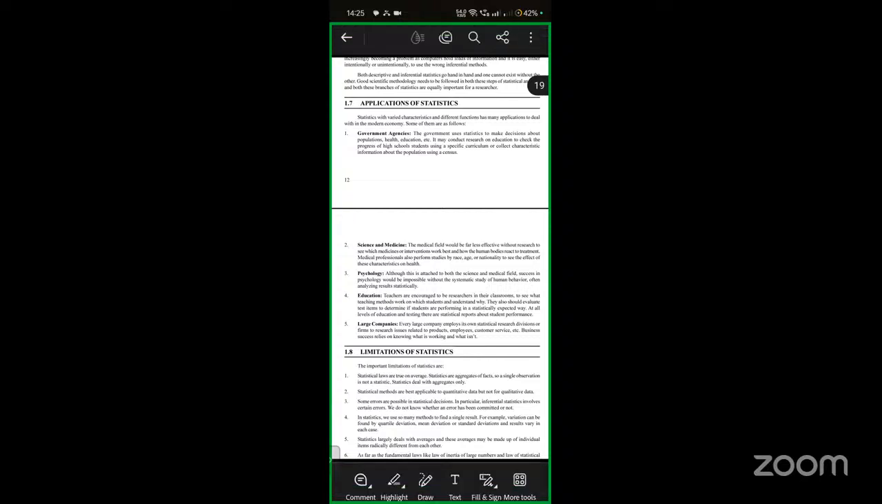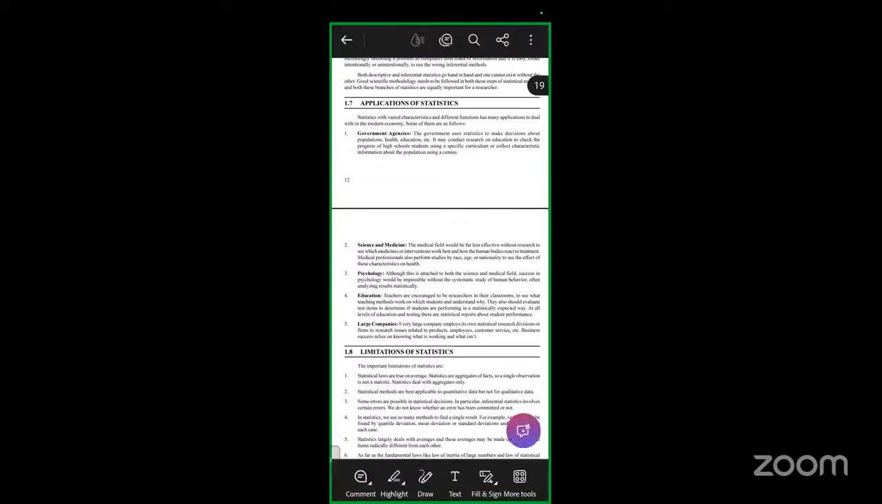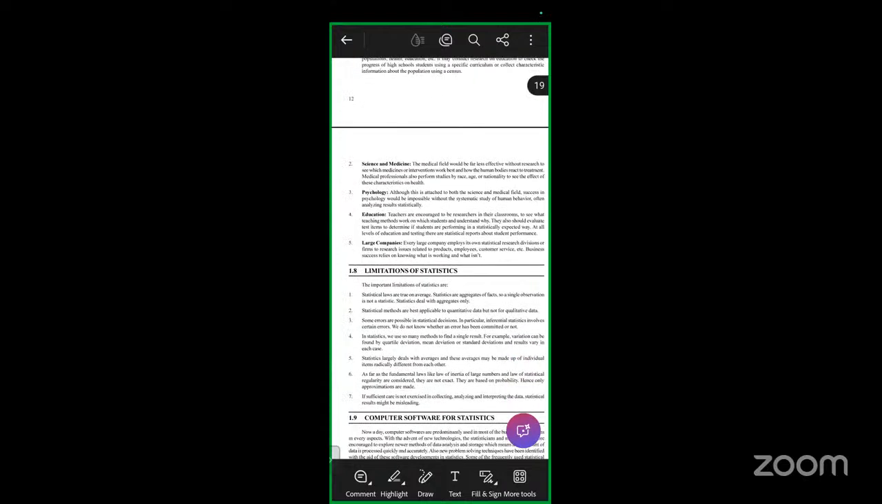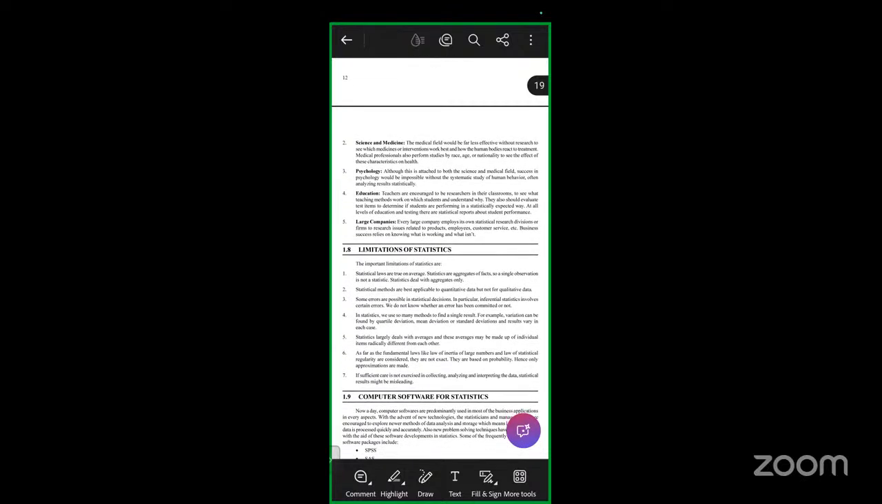Then, applications of statistics. Who are the statistical users? Government agencies. Yes, the government uses statistics to take decisions related to education, population, health, and distribution of welfare. All those things. And science and medicine, scientific and medicines.